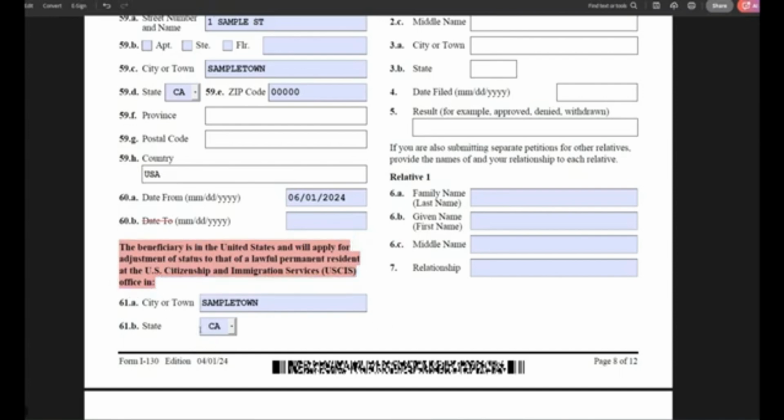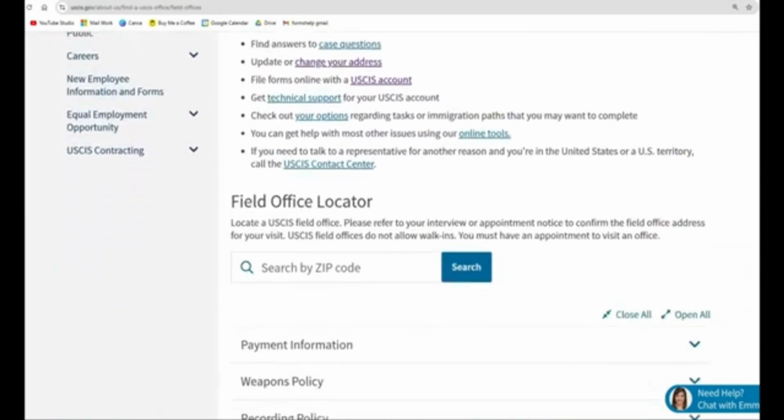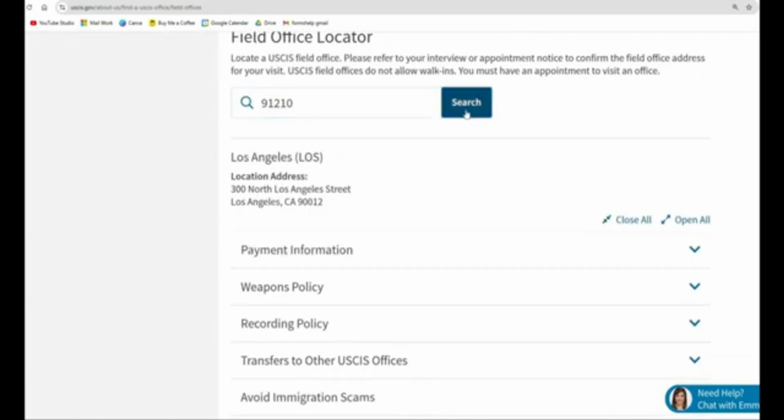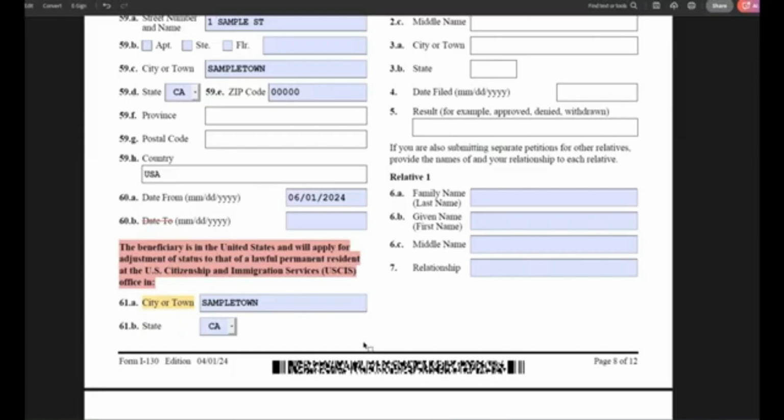Keep in mind that this is not the lockbox facility where you will be sending your case. This is the local office that will process your case. And if you don't know what your local office is going to be, simply write in the place where you reside right now. You can also double check what your field office will be by going to the USCIS site field office locator, typing in your zip code, and it will tell you what your field office will be, which you will type in here.